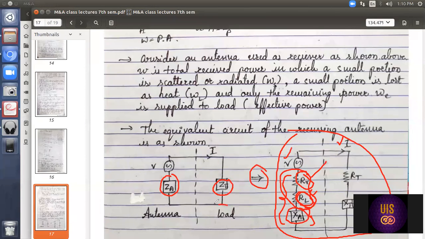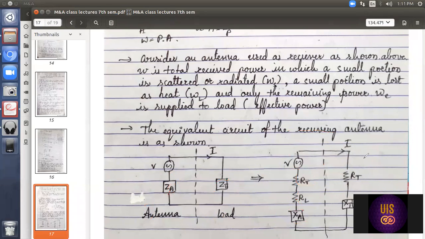Now, why have I taken the suffix A in ZA? As antenna starts with A, I have taken A. As load starts with L, I would have taken ZL, then this would become RL and XL. But we have already used RL for loss resistance, and it gets confused with the load resistance. Because of this reason, we have taken ZT as the load impedance. T indicates terminal, RT and XT.